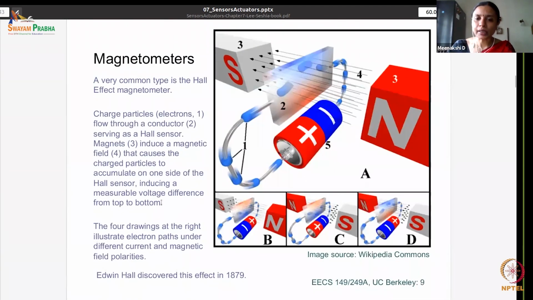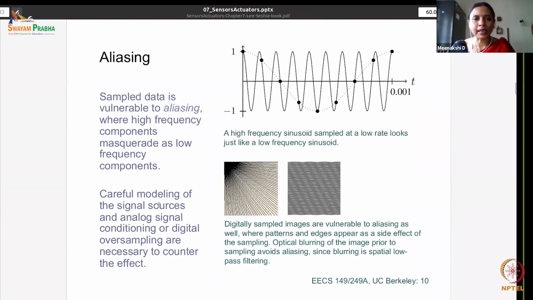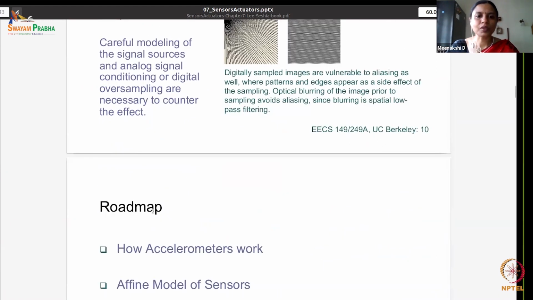Suppose we take something like this, which is a magnetometer. What could be the problems that it suffers from? The first problem is aliasing. Sampled data is vulnerable to aliasing, where certain high frequency components will masquerade as low frequency components. To overcome this, we have to consider careful modeling of the signal sources, analog signal conditioning, or digital oversampling that are necessary to counter this effect.